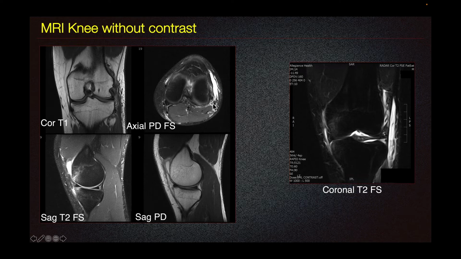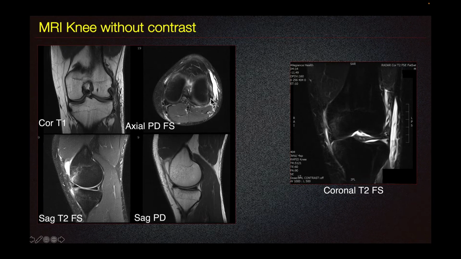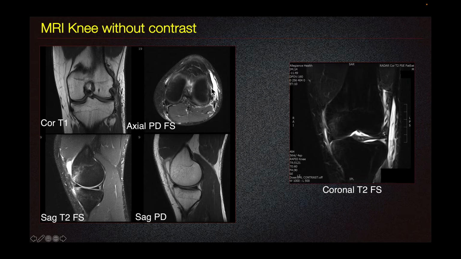ligament and also likely deep to the fibers right here, which is suggestive of underlying sprain. Additionally, we can see this edema just at the posterolateral corner, concerning for underlying posterolateral corner injury.